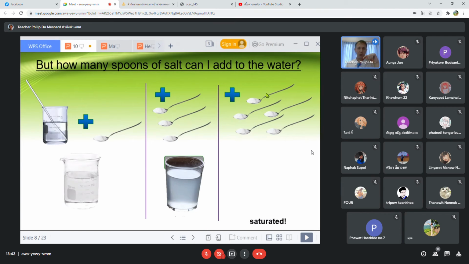And what happens if we have 5 spoons, class? Saturated. Yeah, it becomes saturated. It means that now some of the salt is here at the bottom. It does not go into solution, because this water cannot hold more salt. There's too much salt in the water. So maybe actually the answer would be 3.5, or a little bit more than 3, is how much salt we can put in the water. Okay. But maybe we can put more salt in the water.